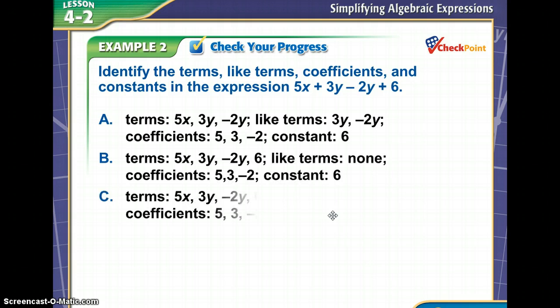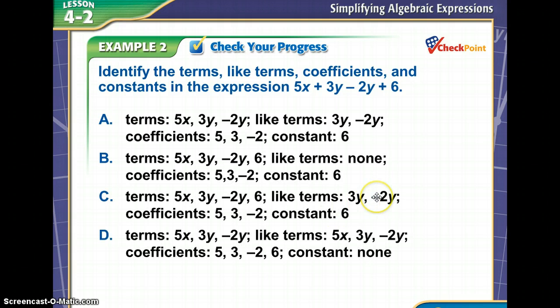Okay, try this one on your own. You need to identify the terms, the like terms, the coefficients, and the constants.